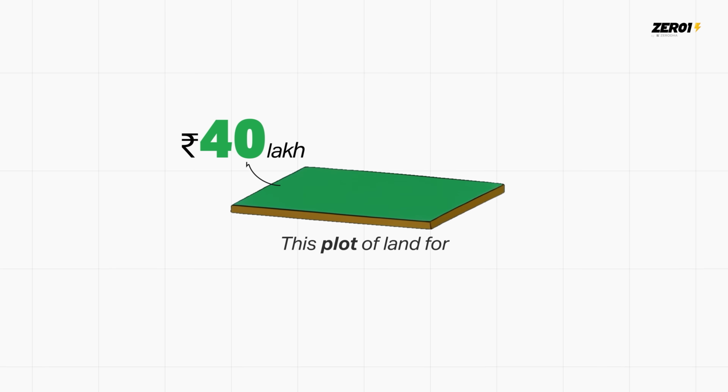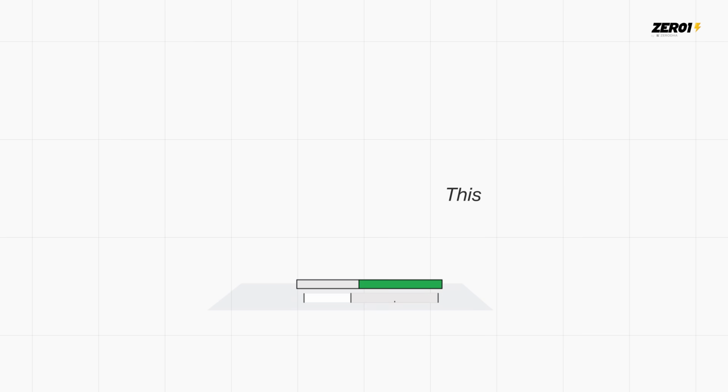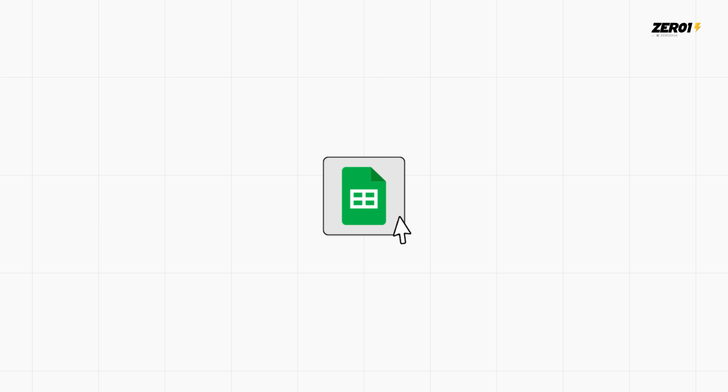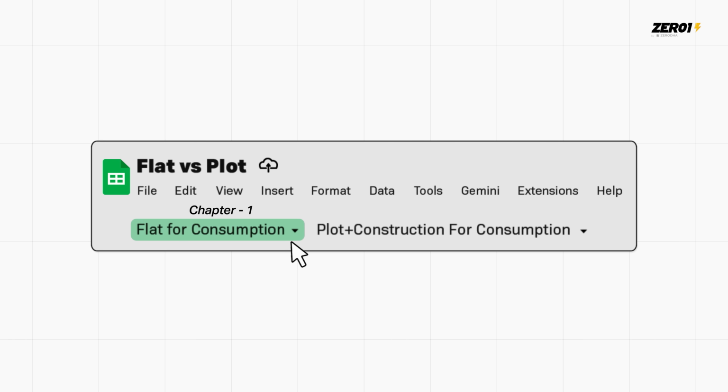Which one should you buy? This plot of land for 40 lakh rupees or this apartment for 1 crore rupees? I have an Excel sheet that has the exact plan for you to figure out this plot versus flat debate.